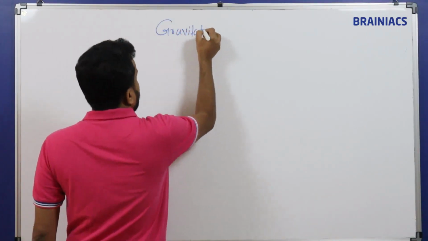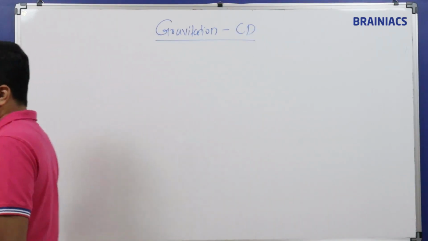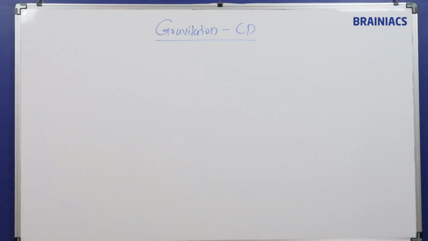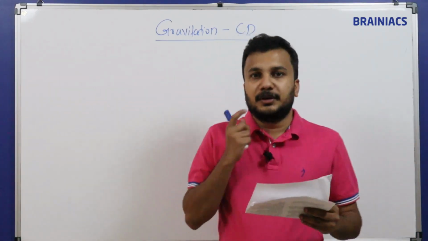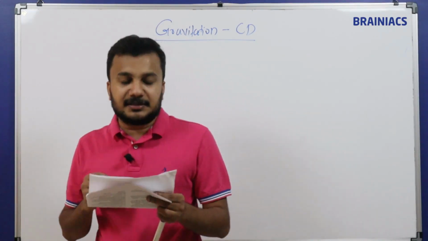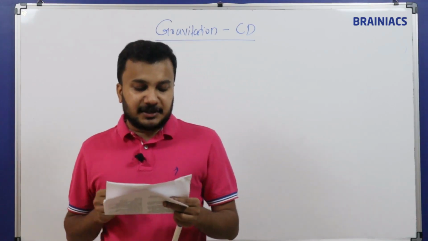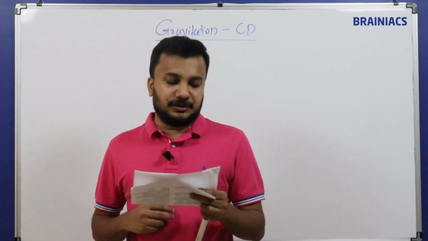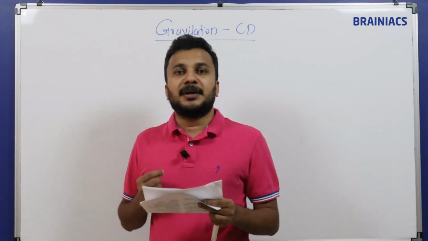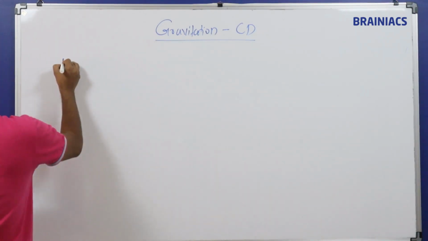The chapter is gravitation, and this is the classroom discussion session of gravitation. I have the question paper, and I hope you also have the same with you. Okay, so let me start. Question number one: the gravitational force between two masses at a distance d apart is 6 newton. If these masses are taken to the moon and kept at the same separation, then the force between them becomes dash. So what is the idea behind this?